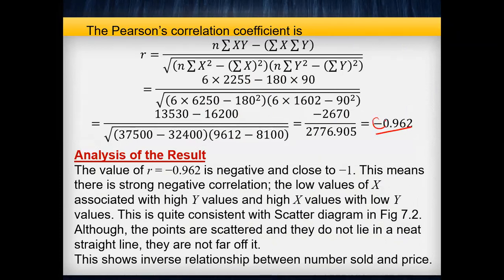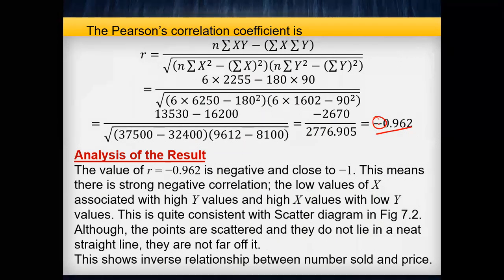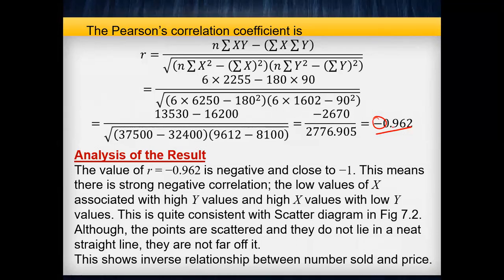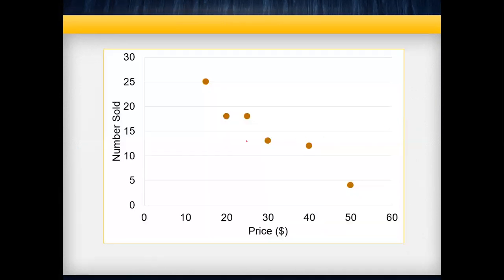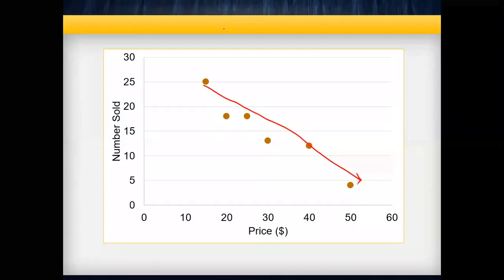Because of this negative sign, what you will answer is that there is an inverse strong relationship, because it is close to -1. So you can say that there is an inverse strong relationship between x and y. Then you will look at the scatter diagram as well, so that you can have an idea that yes, there is a strong relationship. The scatter diagram also indicates that there is a strong relationship between the two variables.